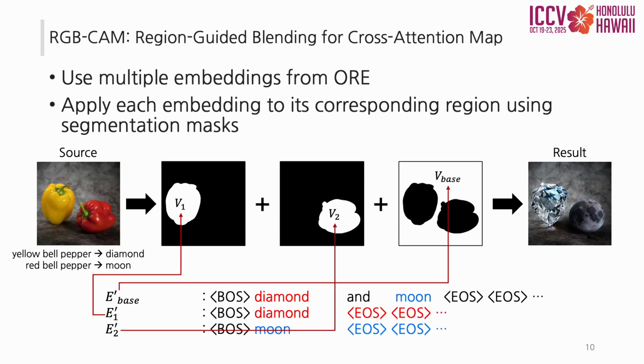These object-specific embeddings are used in region-guided blending for cross-attention maps. Each embedding is applied only to its corresponding region, determined by segmentation masks, so that the cross-attention outputs are computed region-wise. These segmentation masks are automatically generated by Grounded-SAM. This way, we can prevent cross-object interference.